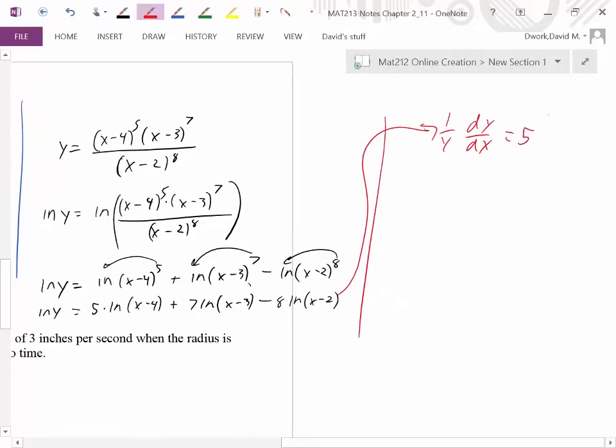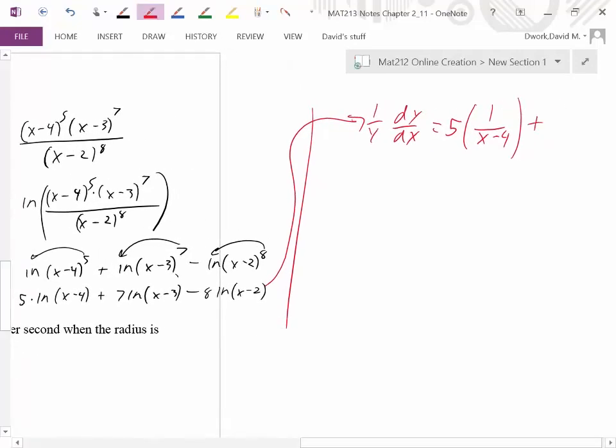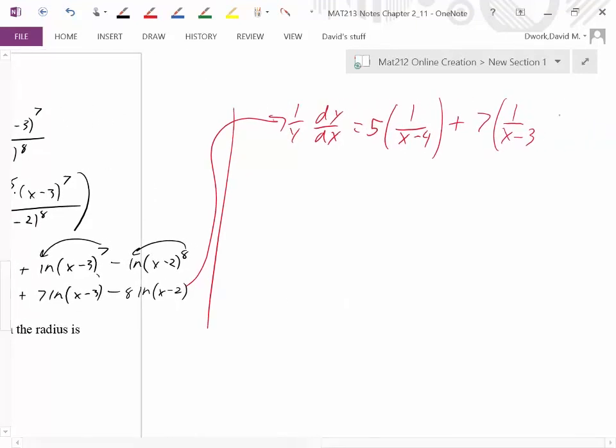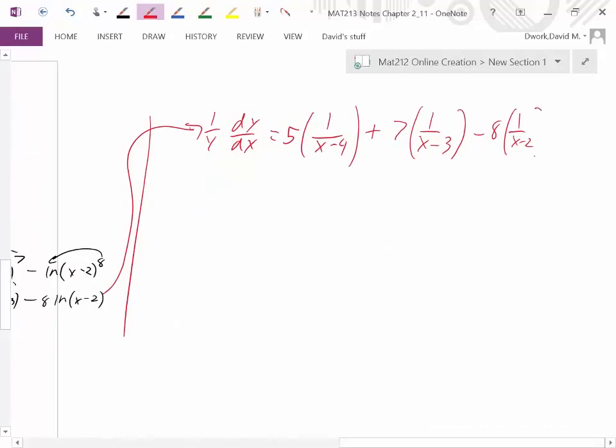Now, here we go. 5 times, what's the derivative of natural log? 1 over the junk times the derivative of the junk. Well, what's the derivative of x minus 4? That's just 1. So that's easy. All right, plus 7 times 1 over (x minus 3) for the exact same derivative rule, and then minus 8 times 1 over (x minus 2).